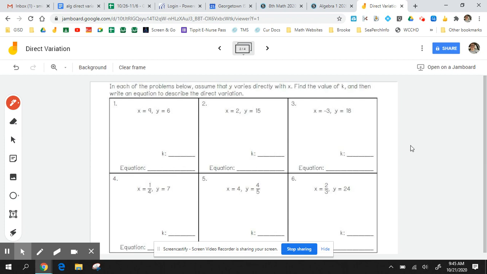Just go on to the next one. So on these problems, you're given the x and the y value, and you need to solve for k. If we wanted to set up the equation, it would be 6 equals k times 9. But if we remember that k is just y over x, I'm going to say what is 9 divided by 6? And so you get 2/3. So our equation would be y equals 2/3 x.